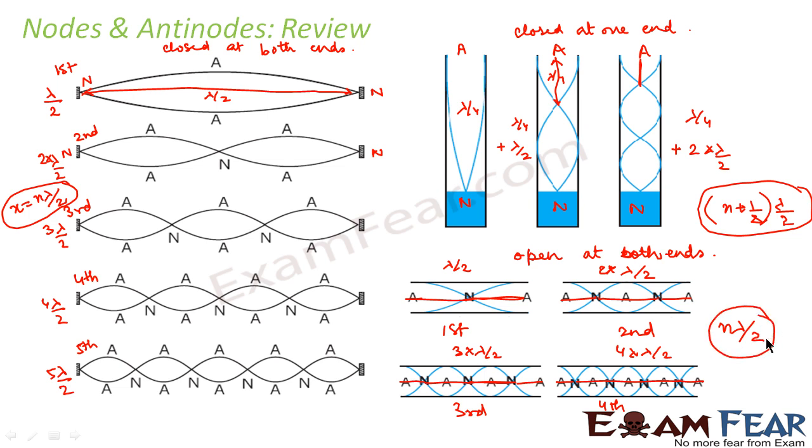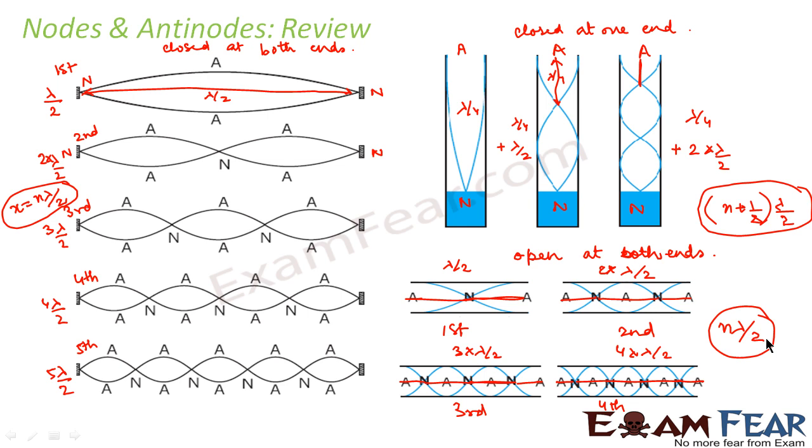So when we talk of a system which is open at both the ends, it is basically equivalent to a system which is closed at both ends. However, in this case, at both the ends, antinodes will be formed. That is true. But mathematically, a system which is closed at both ends is equivalent to a system which is opened at both ends. The reason why I am telling this to you is so that while solving numericals for a system which is open at both ends, you don't confuse yourself with new facts and new derivations.